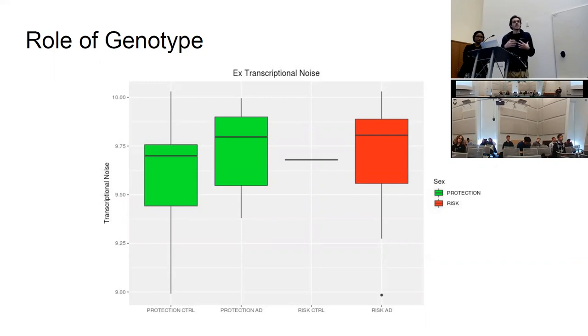And then we also tried to characterize the role of genotype. This was a little confounded because the single cell data set only had one person in our risk control population that had an APOE4 allele. From this, you can kind of see between people with the protection alleles, so the APOE3 and APOE2, who have Alzheimer's disease, there's not very much of a difference between them and the people who have the risk alleles.